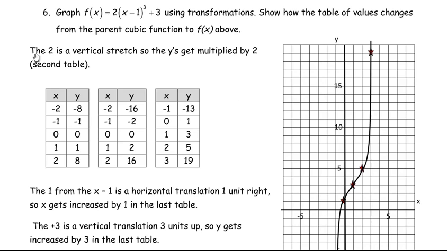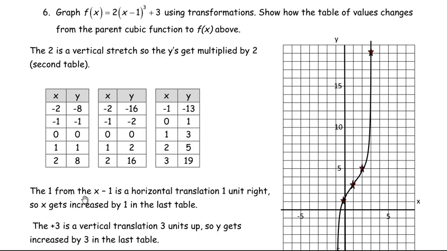Question number 6. We're supposed to graph this cubic function using transformations and show how the table of values changes from the parent function to f of x above. So the 2 is a vertical stretch, so the y's get multiplied by 2. So here's the y equals x cubed, or f of x equals x cubed parent function. -2 cubed is -8, -1 cubed is -1, down to 2 cubed is 8. And so for the stretch, we multiply the y values by -2. So these numbers get multiplied by -2 and give you those y values.